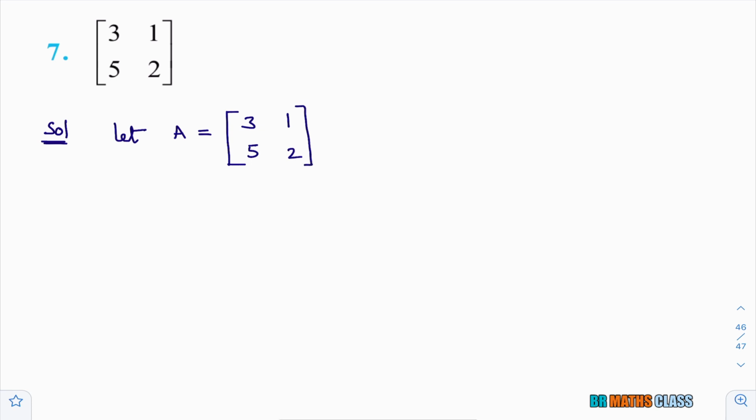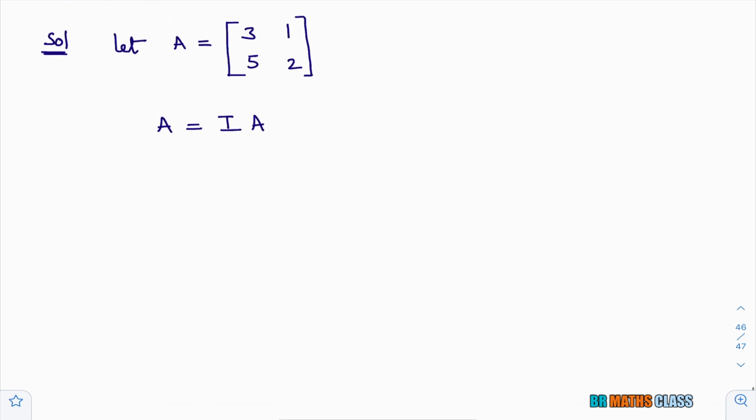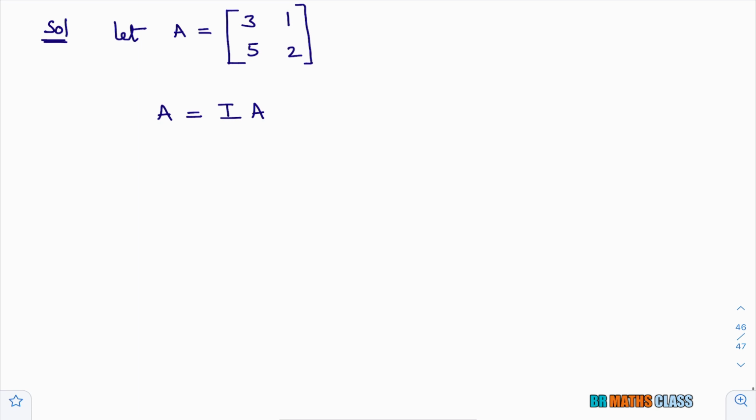To calculate the inverse of this matrix, what is the first step we'll write? We'll write A equal to IA. This is the first step in all the problems in this exercise. Okay. Now I'll write matrix A.